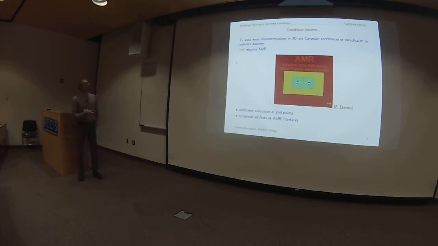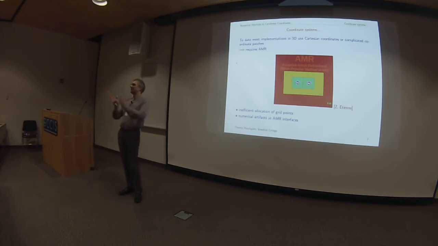So you've heard this morning already about AMR. Actually, I stole this picture from Zach. I think that's a previous iteration from the one that you used this morning. But basically the idea is to use AMR to resolve these various different length scales. But if you think about this carefully, you'll see that this leads to an inefficient allocation of grid points. Think, for example, about waves that are emitted from the binary. The angular resolution of those waves remains the same, yet in Cartesian coordinates, you will have to refine basically all three coordinates. So that is inefficient. Moreover, you often encounter numerical artifacts at these AMR interfaces. So there are downsides to Cartesian coordinates.